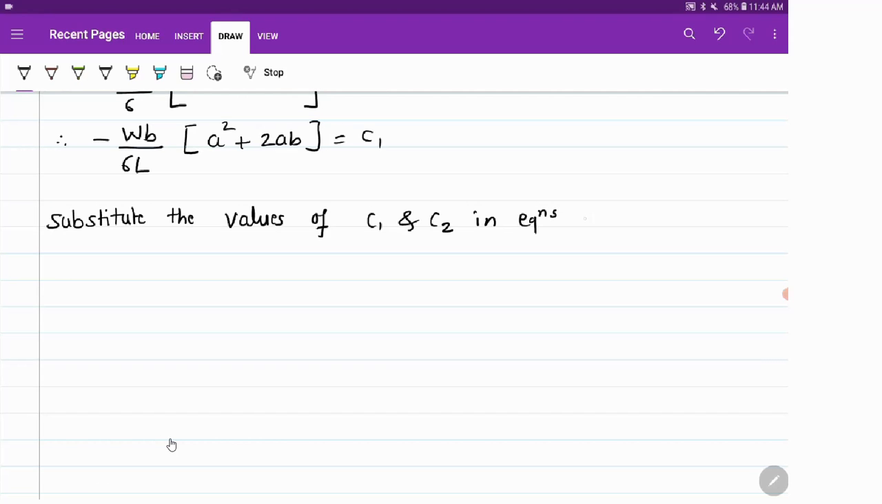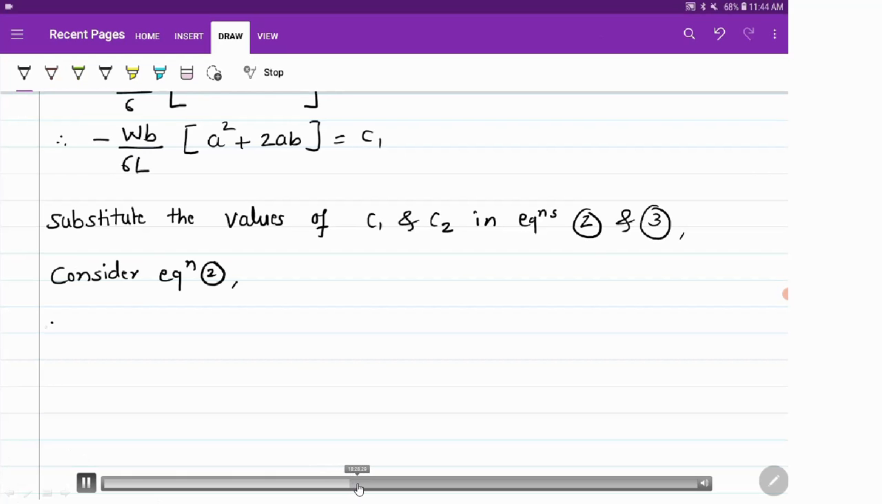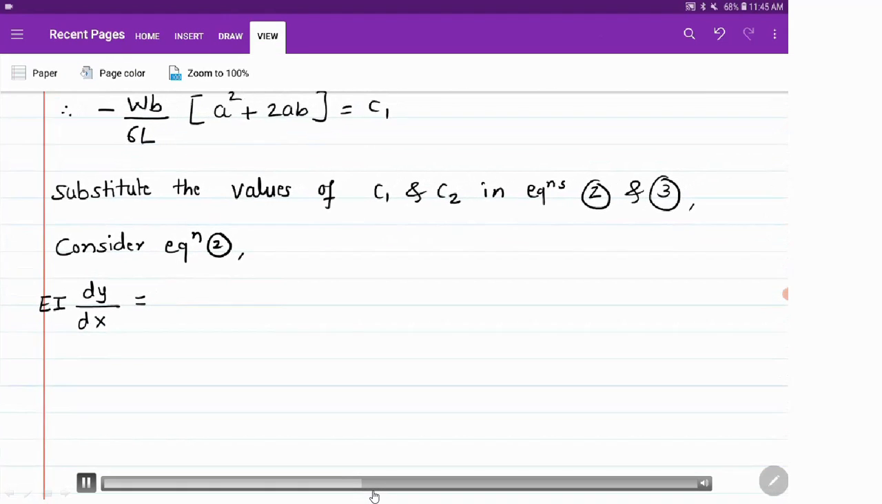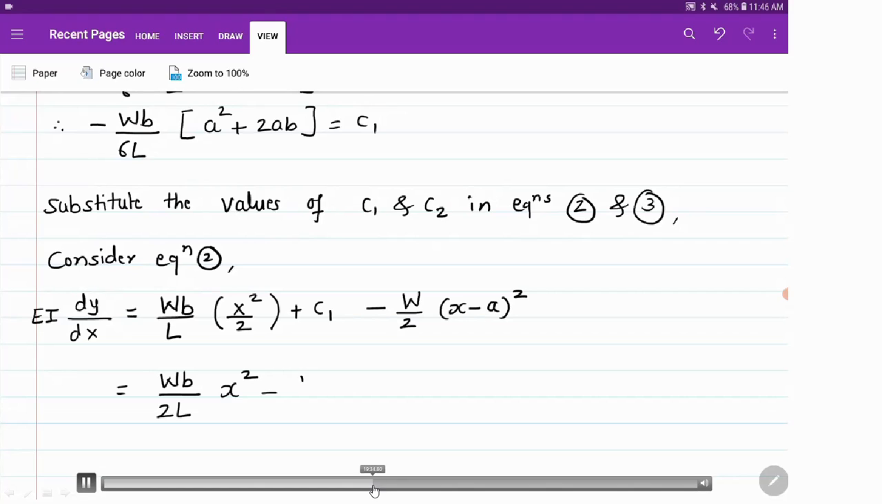Now we can substitute these values of C1 and C2 in equations 2 and 3 to get the general equation of slope and deflection. So let us substitute those values. So consider equation 2. So equation 2 is this particular one. Substitute the value of C1. C1 is minus WB by 6L (A square plus 2AB). The rest of the terms are as it is. Just now we are substituting the value of C1 in this particular case.